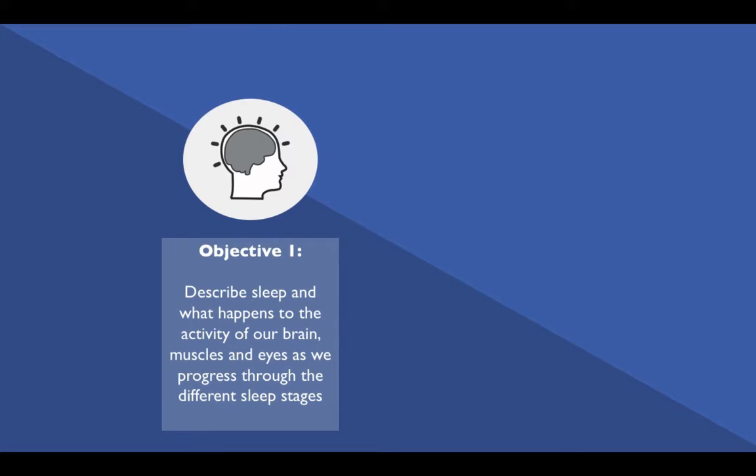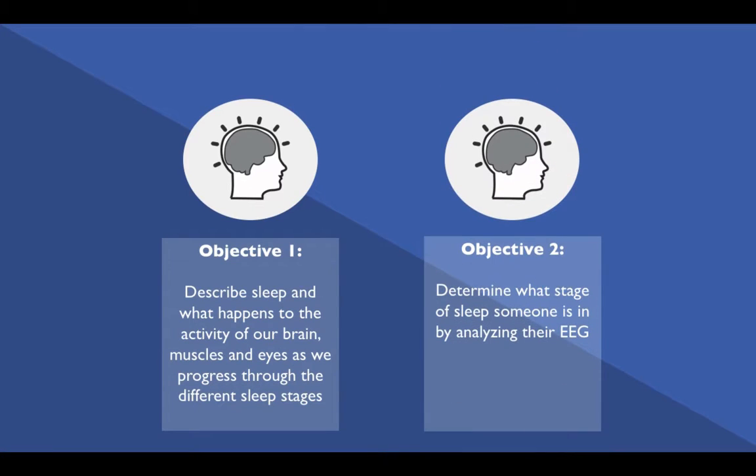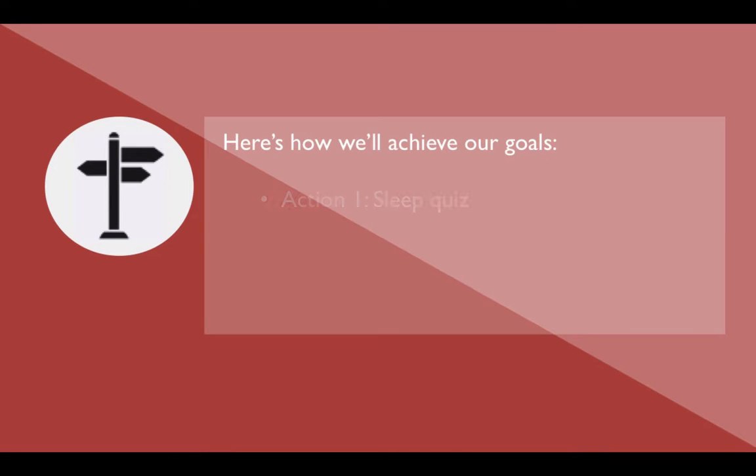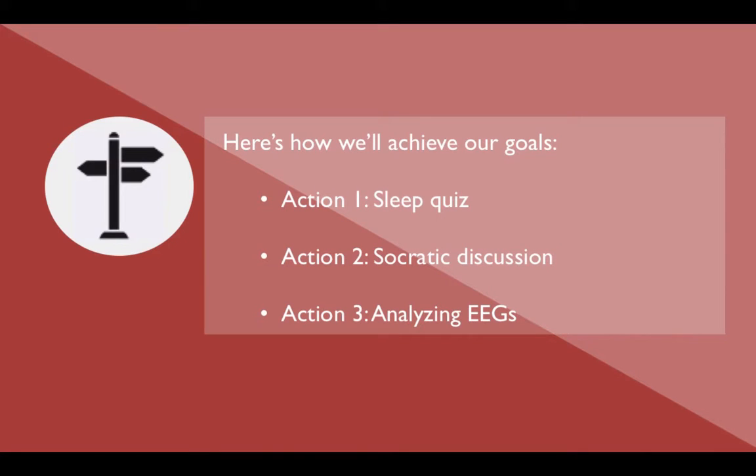At the end of this lesson, students should be able to describe sleep and what happens to the activity of our brain, muscles, and eyes as we progress through the different sleep stages. Also, students should be able to determine what stage of sleep someone is in by analyzing their EEG. We'll achieve our goals through a sleep quiz, a Socratic discussion, and analyzing EEGs.